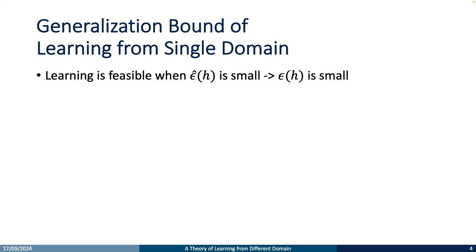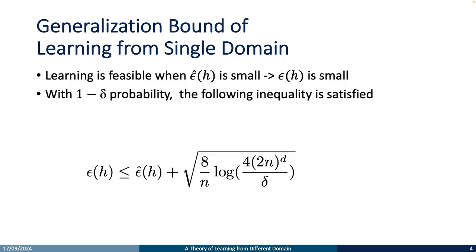When learning is successful, reducing the training error epsilon hat can also reduce the testing error epsilon. To ensure this, we need to establish that the testing error can be upper bounded by the training error plus some additional terms. This is the essence of generalization bounds. It can be shown that, with a high probability, typically 1 minus delta, the following inequality holds. Delta is usually small, meaning this probability is high.